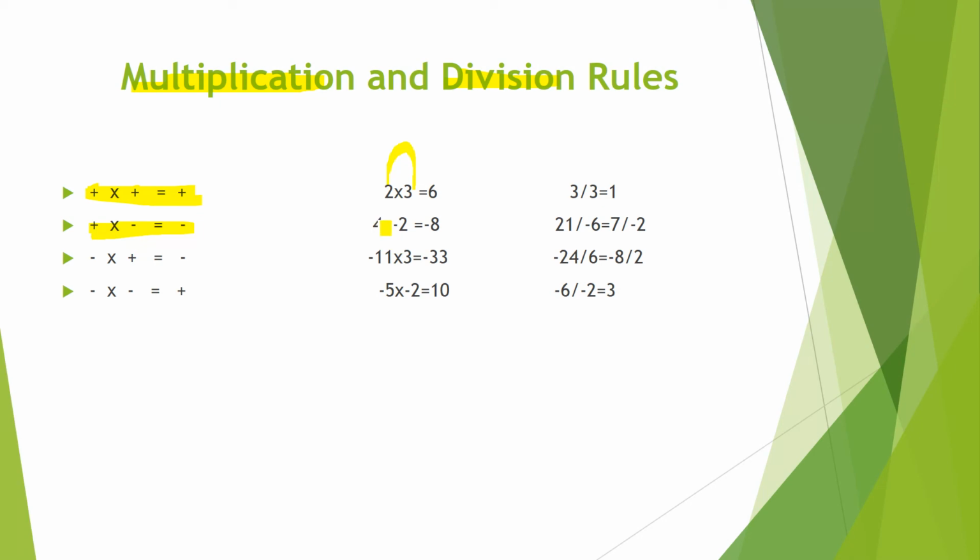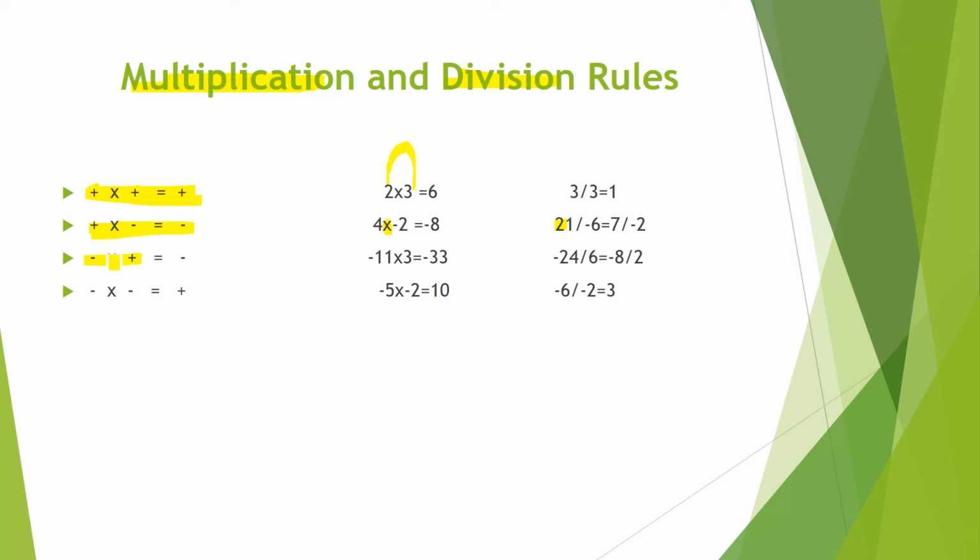If one number has a plus, say 4 has a plus, then minus 2, and this is multiplication. You are multiplying here. So 4 times 2 is 8, and it will be minus 8. Plus minus gives minus. In the division, same thing, 21 divided by minus 6. So 3 times 7 is 21, 3 times 2 is 6, so minus. We will not change the sign here, right? It is minus 2.